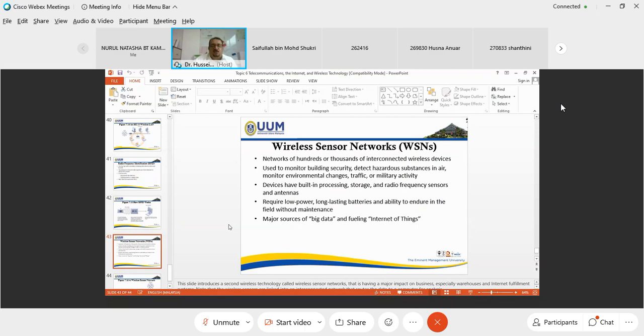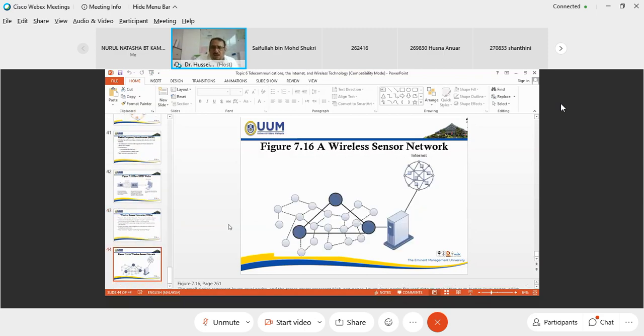Now, WSN or wireless sensor network. This is widely used in this form. You see the wireless sensors connected to each other, and those wireless sensors are connected to a node, the bigger circle here. That node is connected to the server, and the server is connected to the internet. So we can log in easily to the data collected by the sensors, through the server and the internet.